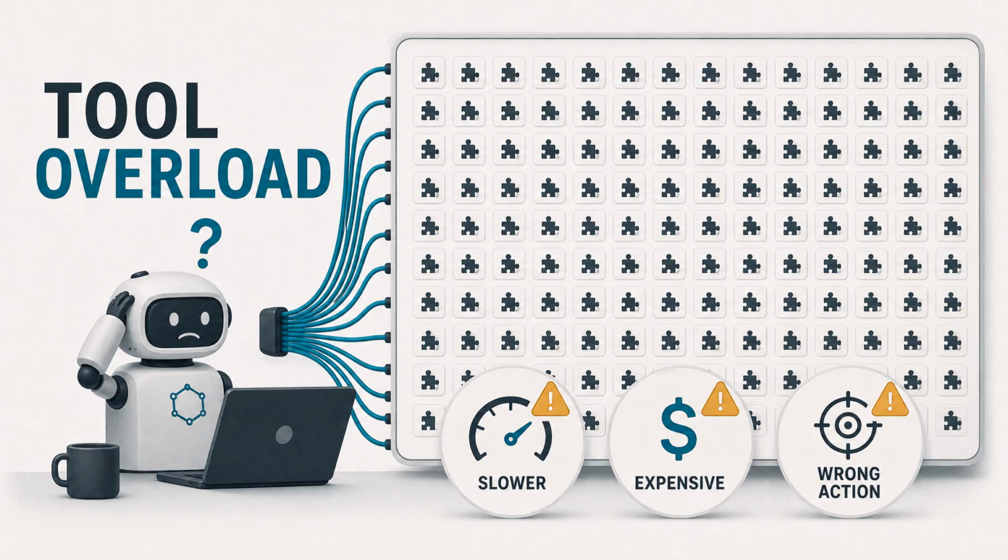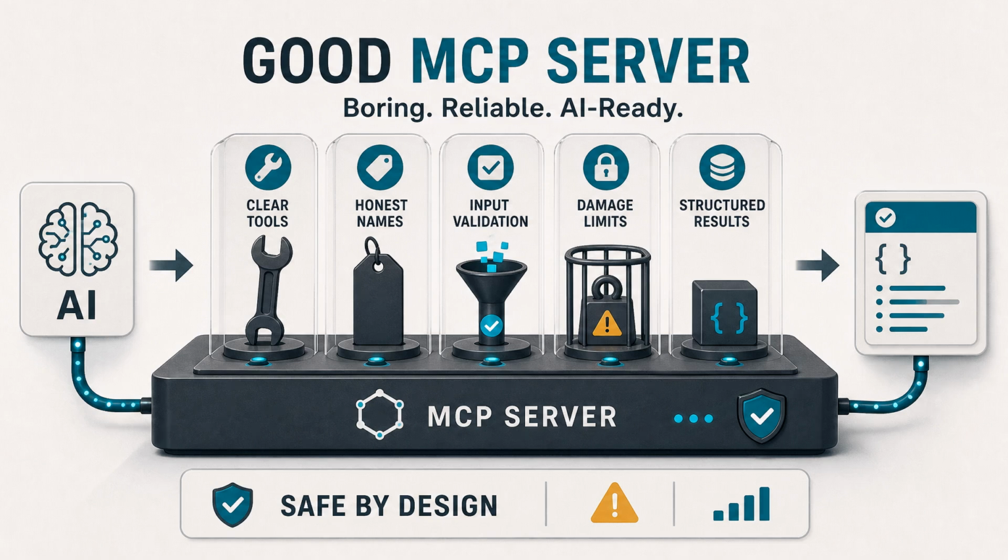There is also a practical problem called tool overload. If an agent connects to too many servers, it may receive a huge menu of possible tools. More choices can make the system slower, more expensive, or more likely to pick the wrong action. A good MCP server is often boring in the best way. It exposes a small number of clear tools. It names them honestly. It validates inputs. It limits damage. It returns structured results that the AI can interpret without guessing.